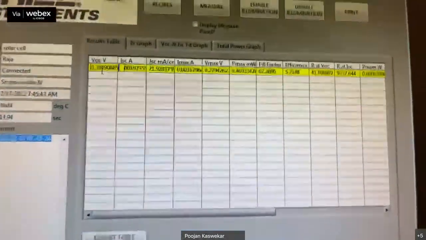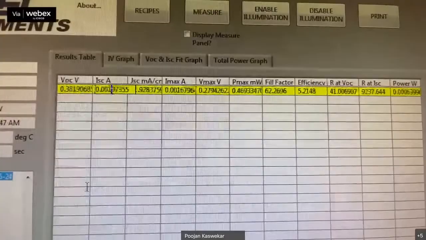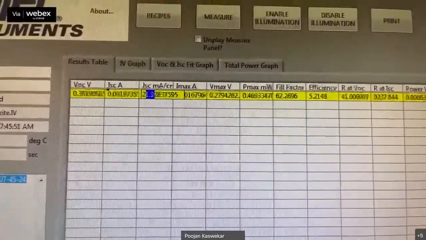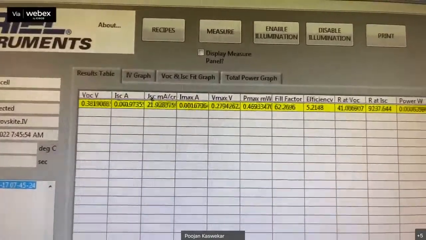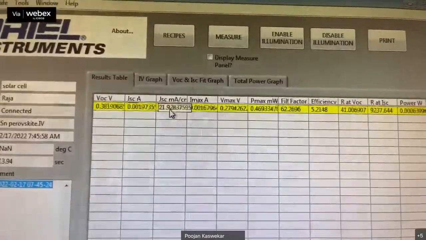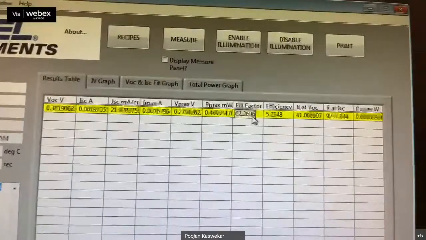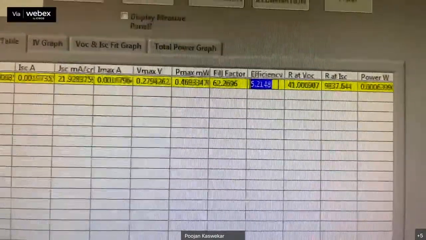So my VOC is 0.38 volts and current is 1.9 milliamps. That is 21.9 milliamps per centimeter square. So this is the ISC, and this is the JSC, that is the current density, 21.9 milliamps per centimeter square. And fill factor is 62.06, and my efficiency is 5.2148.